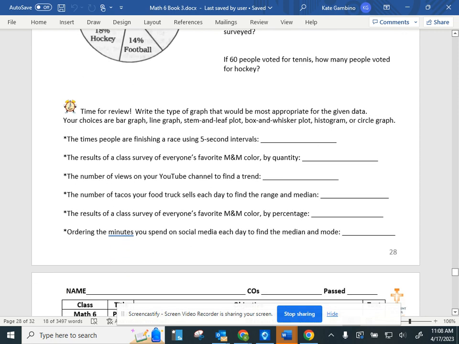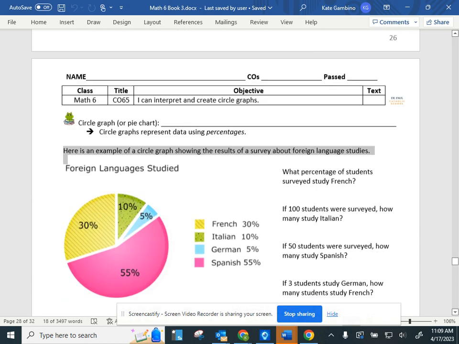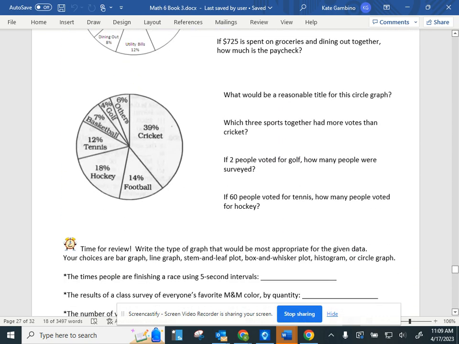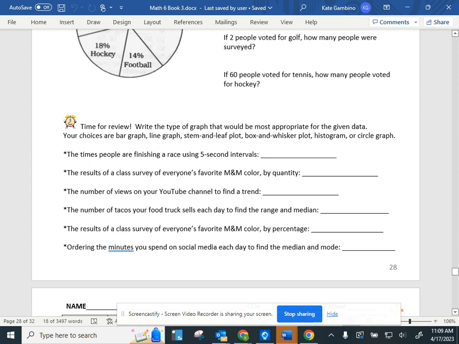And then time for review. This is important. We have done all of our graphs, and on each objective page under the description of the graph, it says what we use that graph for. So if we look at circle graphs, it says circle graphs represent data using percentages. So when we come to that review, it's important to know that if we're going to be using something with percentages, which graph are we going to use? Circle. Each one of these, the bar graph, the line graph, the stem and leaf plot, the box and whisker, and the histogram and circle graph.